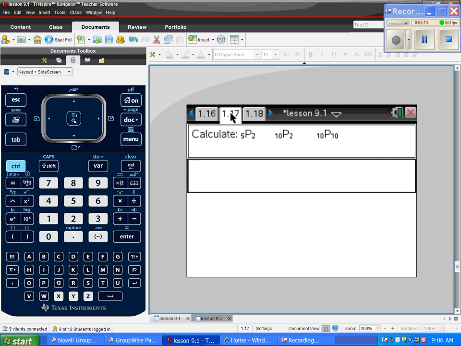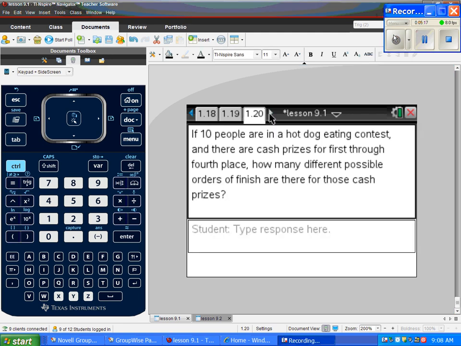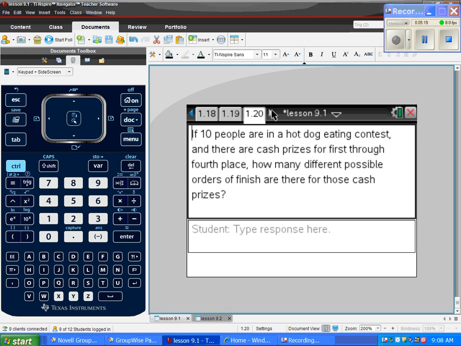Give these two a shot, 10P2 and 10P10. Is that the only one? That is the only one. I forgot the next one's on here. All right.